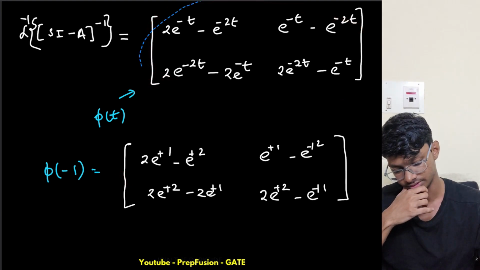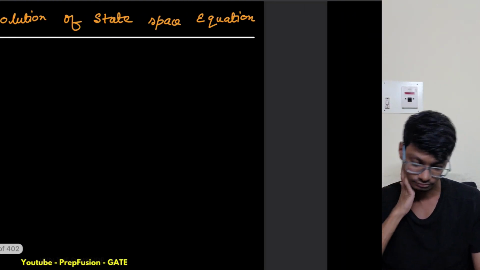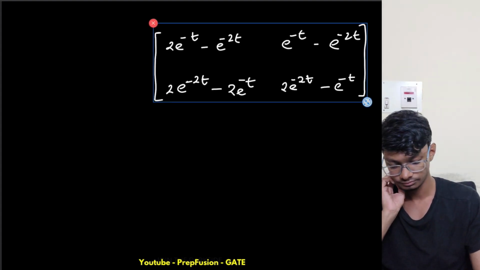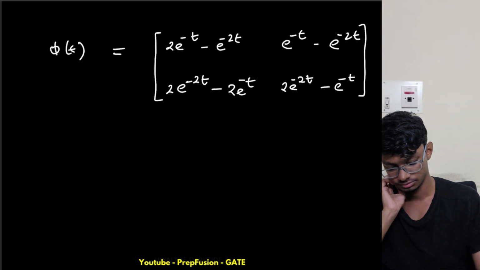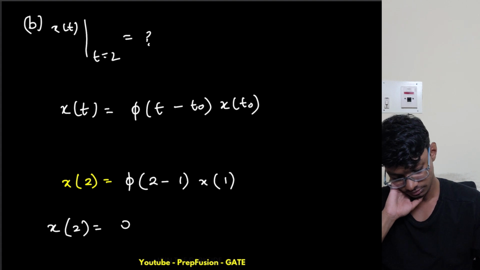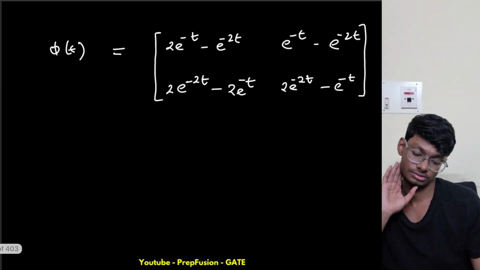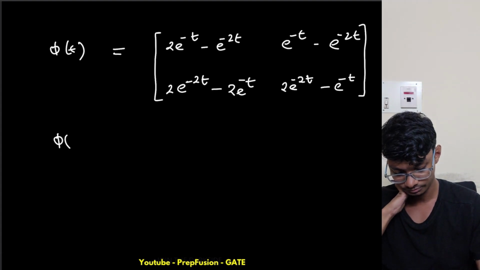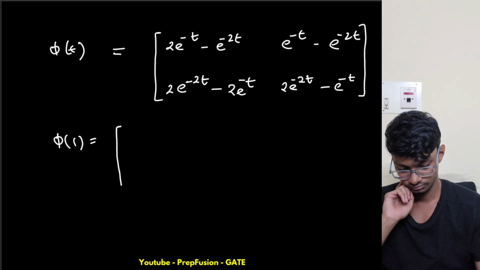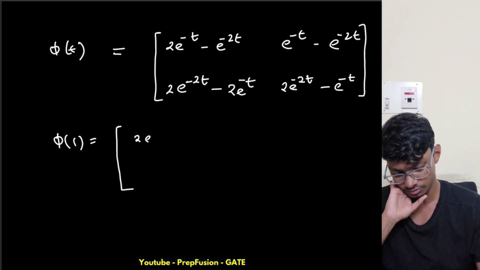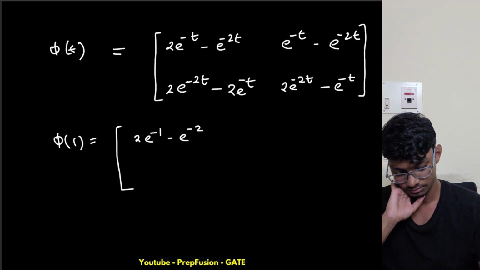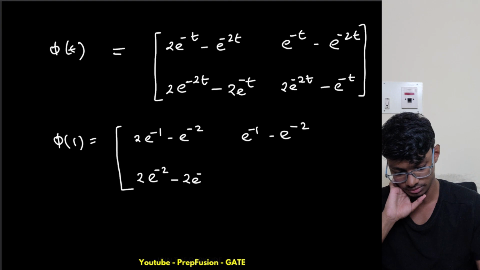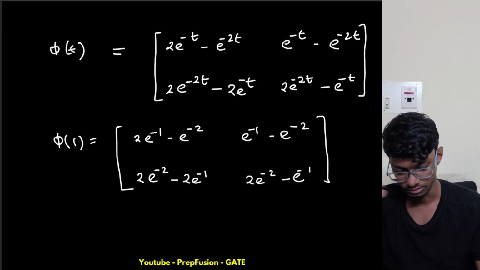Let me copy this matrix again. Phi of t with t equals 1 is phi of 1, so x of 2 equals phi of 1 times x of 1. What will my phi of 1 be? It will be the matrix with entries 2e^-1 minus e^-2, 2e^-1 minus 2e^-2, minus e^-1 plus e^-2, and minus e^-1 plus 2e^-2. This is my phi of 1.